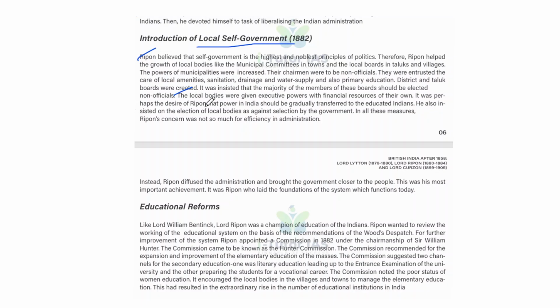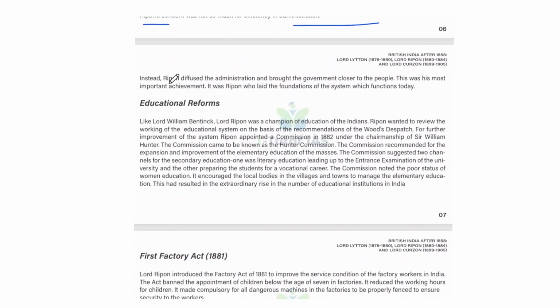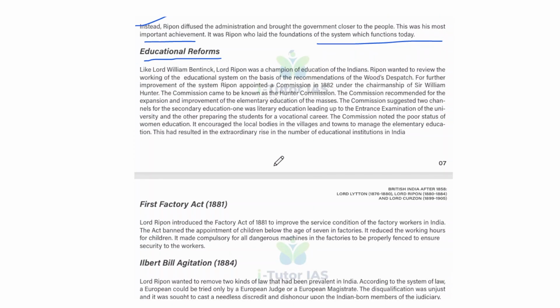It was perhaps the desire of Ripon that power in India should be gradually transferred to the educated Indians. He also insisted on the election of local bodies as against selection by the government. And in all these measures, Ripon's concern was not so much efficiency in administration. Instead, Ripon diffused the administration and brought the government closer to the people. And this was his most important achievement, and it was Ripon who laid the foundation of the system which functions today.